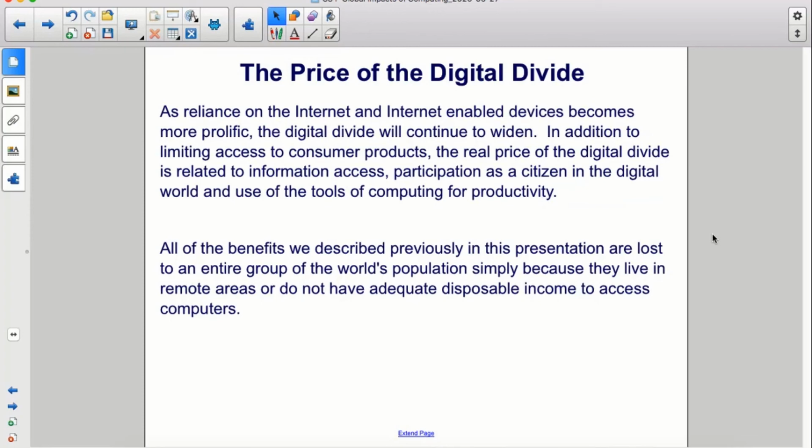In addition to limiting access to consumer products, the real price of the digital divide is related to information access, participation as a citizen in the digital world, and use of the tools of computing for productivity. All of the benefits we described previously in this presentation are lost to an entire group of the world's population simply because they live in remote areas or do not have adequate disposable income to access computers.